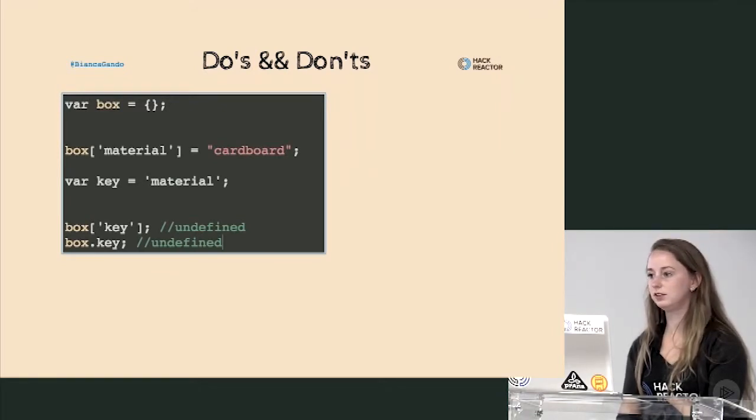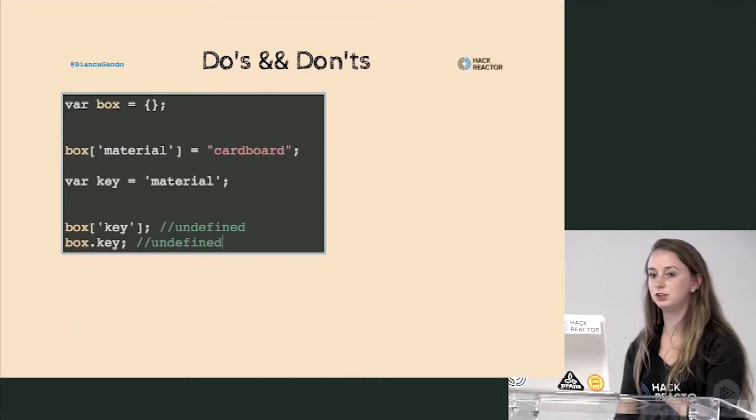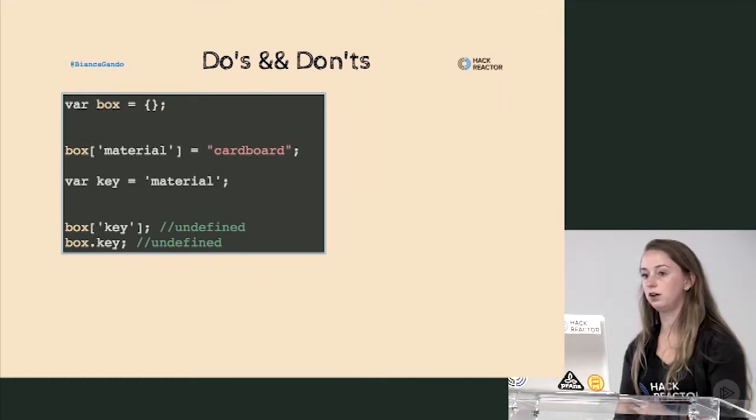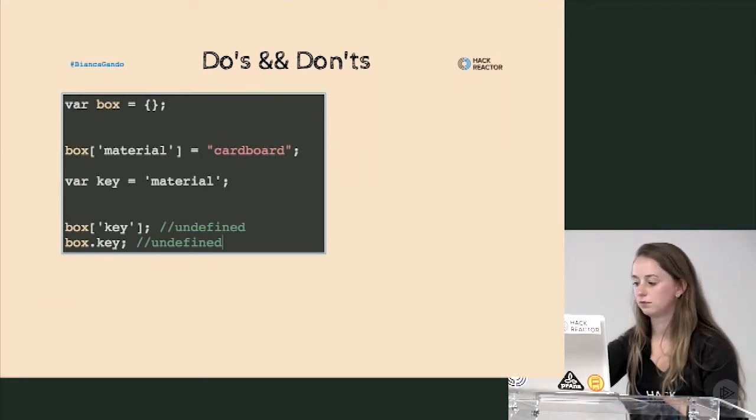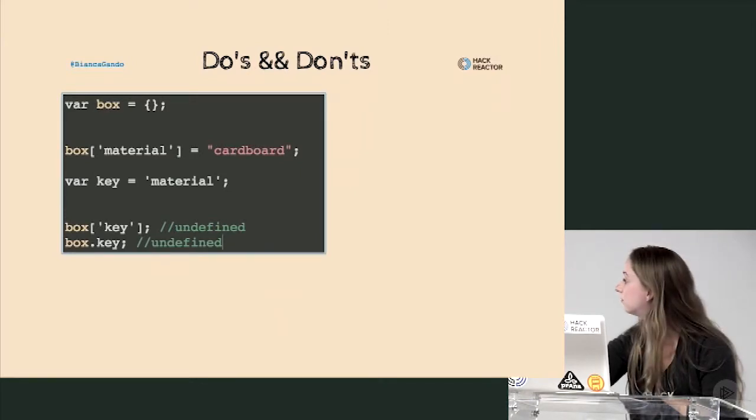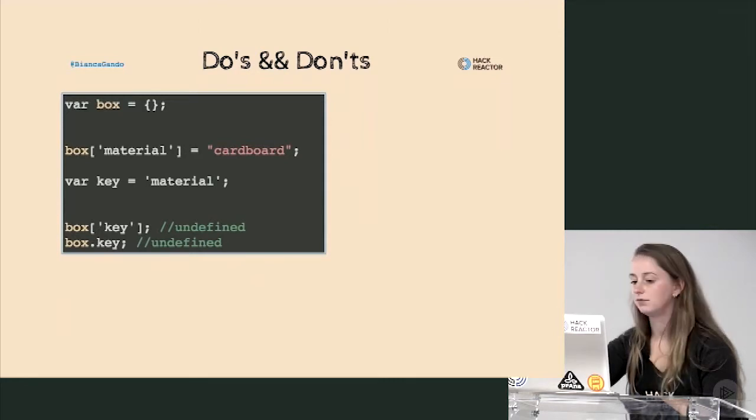Absolutely. So the reason this is undefined is because the dot notation is equivalent to using the bracket notation with the quotes. So the first two lines are looking up the same thing. They're looking up a property called key on the object box, which doesn't exist, so it's undefined. So if you wanted cardboard, you would do the brackets without the quotes, K-E-Y without the quotes in the bracket notation.